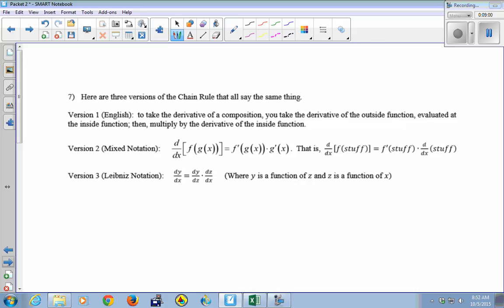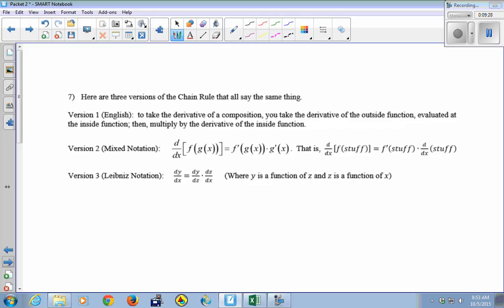And then this last one is Leibniz notation. We'll do more practice with this on Wednesday. But it says that if you want to take dy dx, you can break it into 2 functions, y and z, just like we broke the original function into f and g. And you do dy dz times dz dx. And this one's kind of nice because the dz's look like they cancel. But we're going to practice more with that Wednesday.